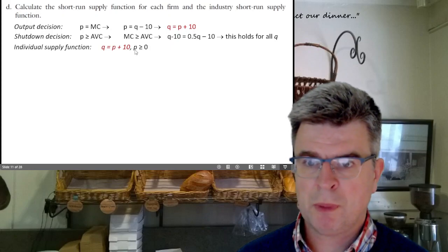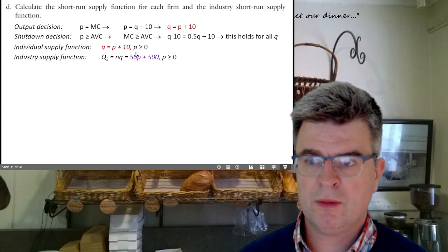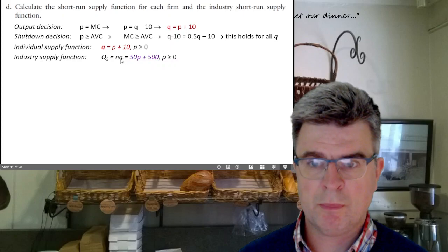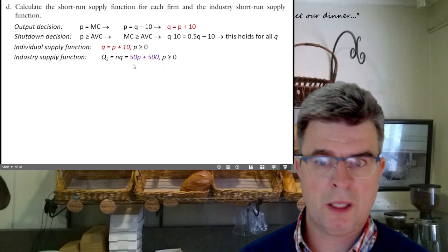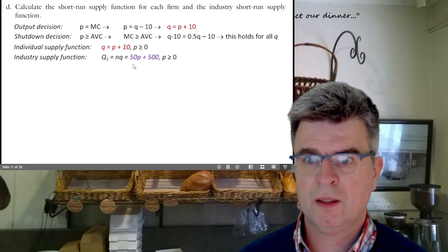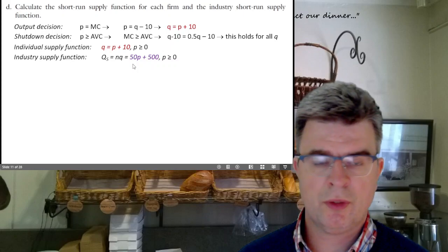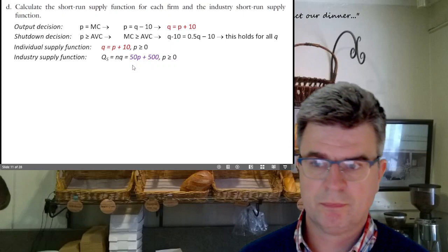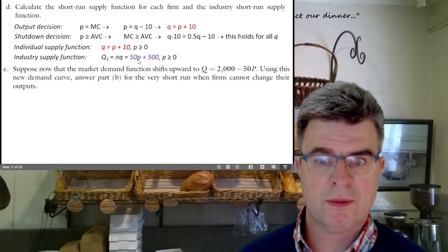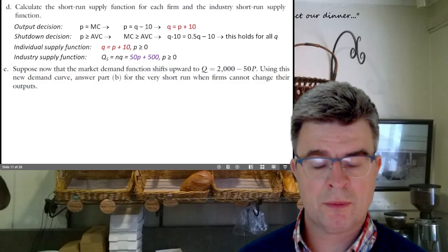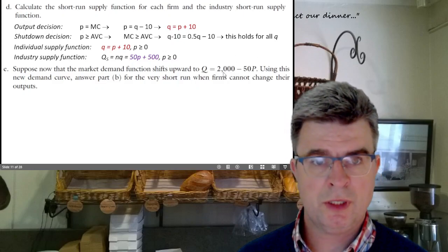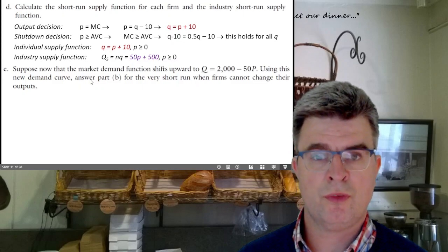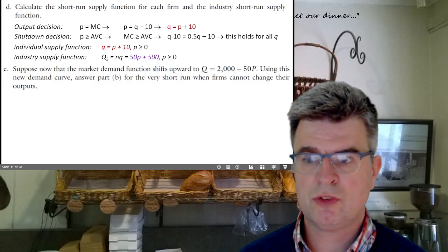So this is the individual supply function, and for the industry supply function, in total we have 50 firms, so we multiply the individual supply by 50 and we get the industry supply function in the short run. So in the short run, the number of firms cannot adjust. Now suppose that there's a shock to market demand. Market demand shifts upward to 2000 minus 50p. Using the new demand curve, answer part B for the very short run, when firms cannot change their outputs.